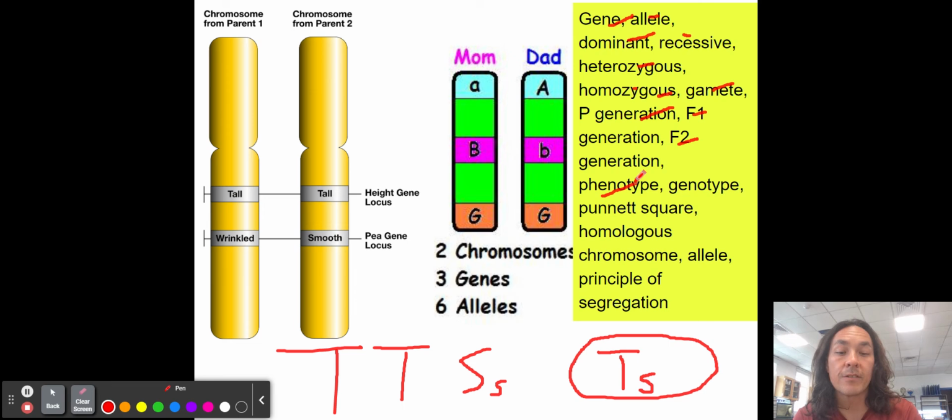Phenotype stands for the physical trait. It's what you see. So we might see whether it's tall or smooth. Genotype stands for what is the actual gene. So the big T, or the big S, little s. Those would be the genotypes.